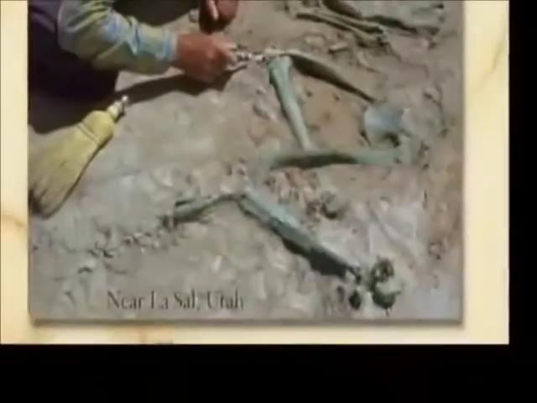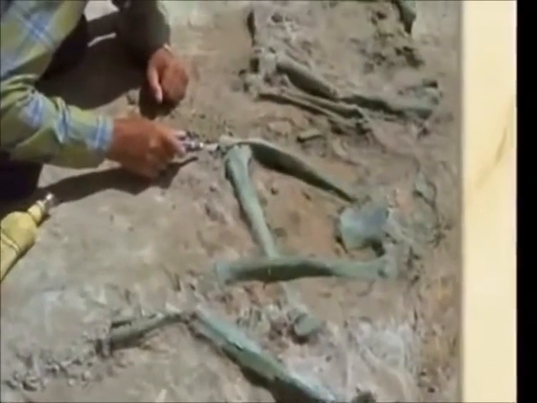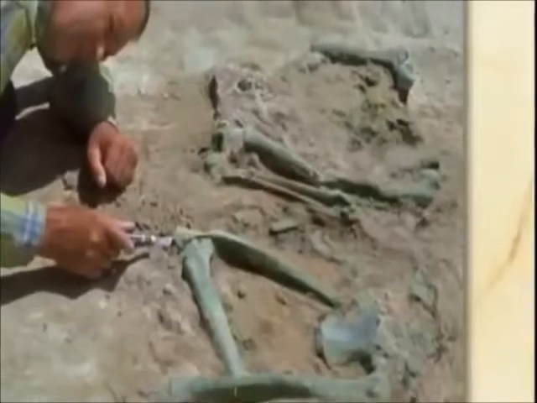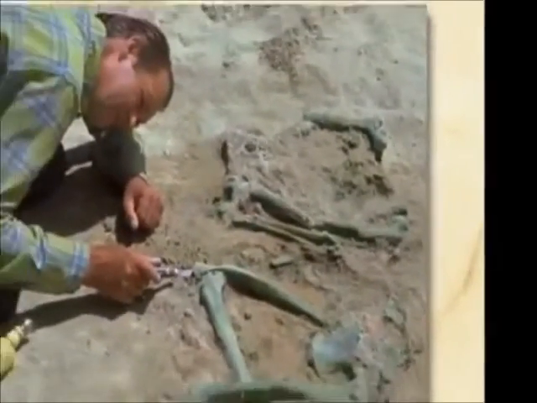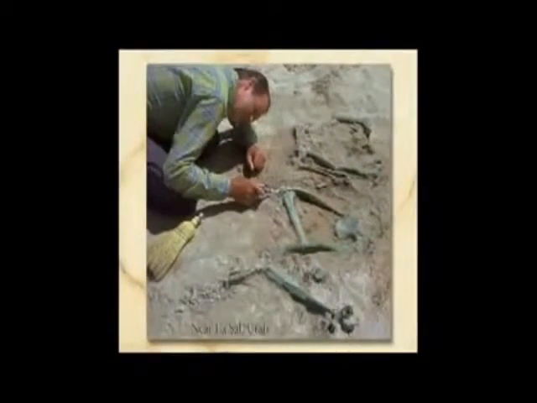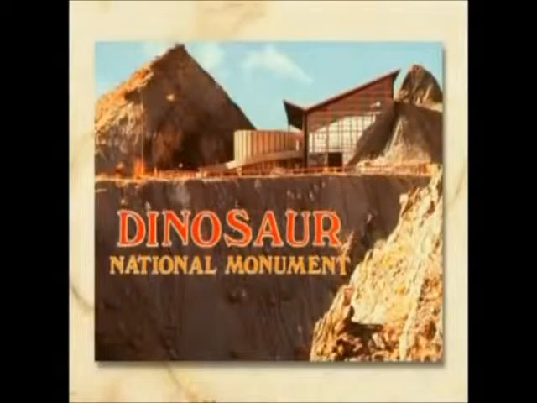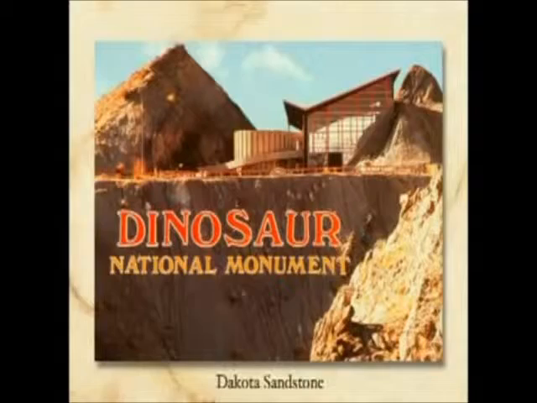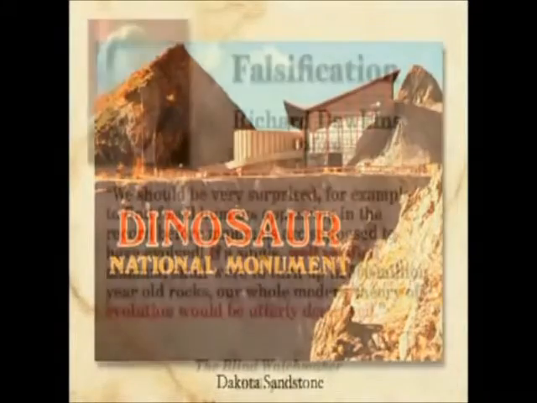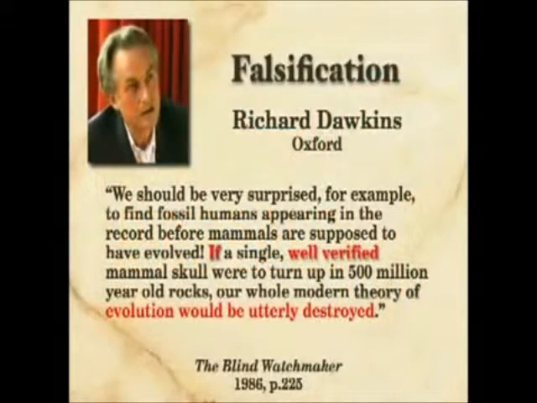For example, we have found that kind of thing rather commonly. One very obvious and dramatic example is near LaSalle, Utah, where perfectly modern human skeletons replaced with malachite are found in a layer that's also found at Dinosaur National Monument, one that is known for its dinosaurs, in the Dakota sandstone. So the key phrase in his statement is, if a well-verified mammal skull were to show up.